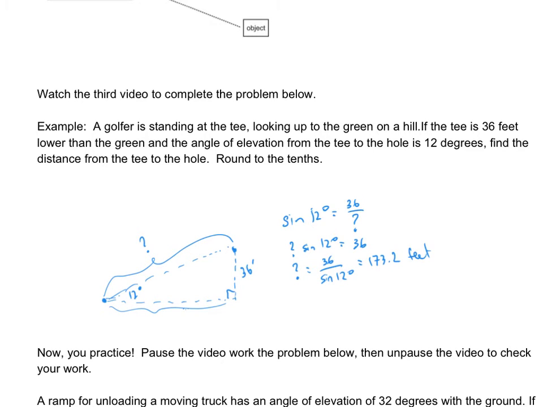So essentially, you draw an angle of elevation or depression problem, always ends up with a right triangle, that always has a horizontal line from which your angle of elevation or depression occurs. So pause the video, work the problem, that's the second one, and then unpause it to check your answer.